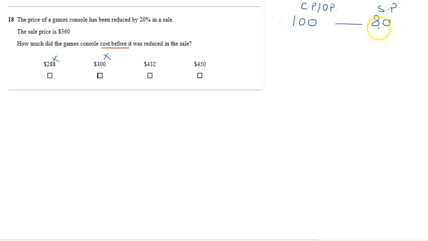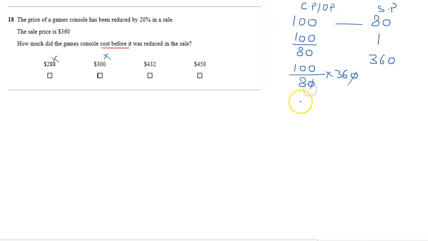So had the sale price been 1, it is reduced. So cost price would have been 100 over 80. But sale price is not 1. If for 1 it is 100 over 80, then what is the original price when it is 360? Now it is increased again. So we multiply. So 100 over 80 multiply 360.